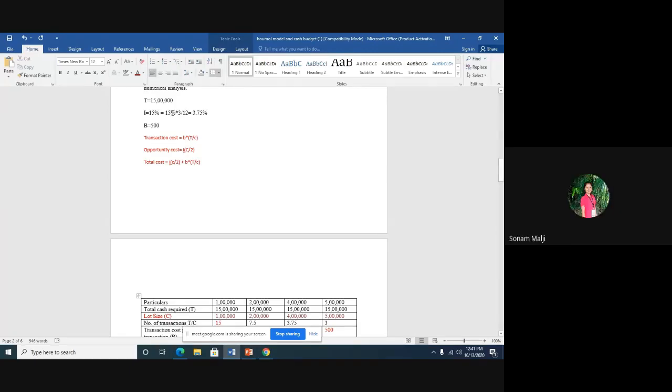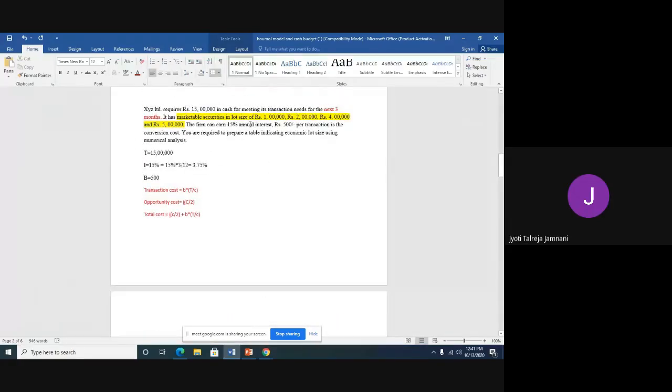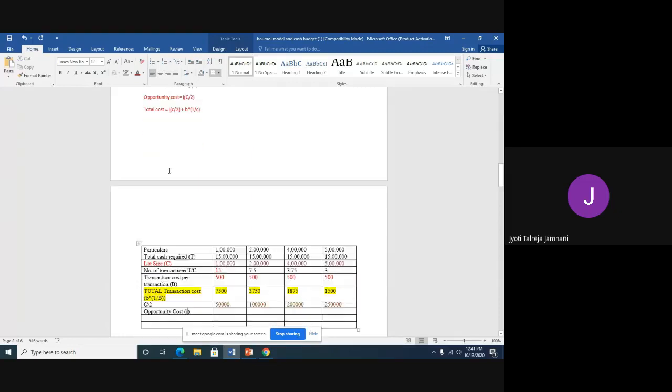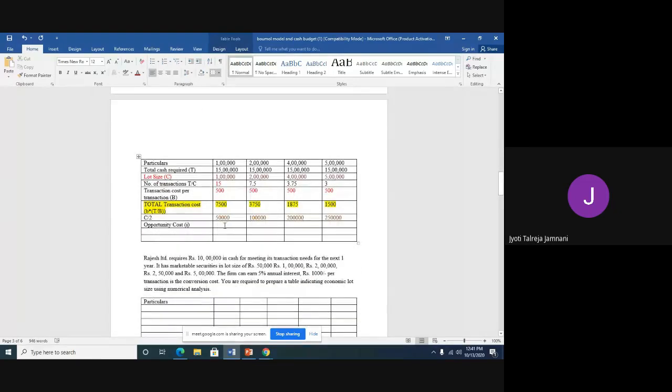For the next 3 months, ma'am. Okay. Because the transaction cash requirement is only for the next 3 months, not for the full year, and this 15% was the annual interest. So I cannot take the annual interest when the requirement is for 3 months. I should take only 3 months of interest. Therefore, we took it as 3.75.